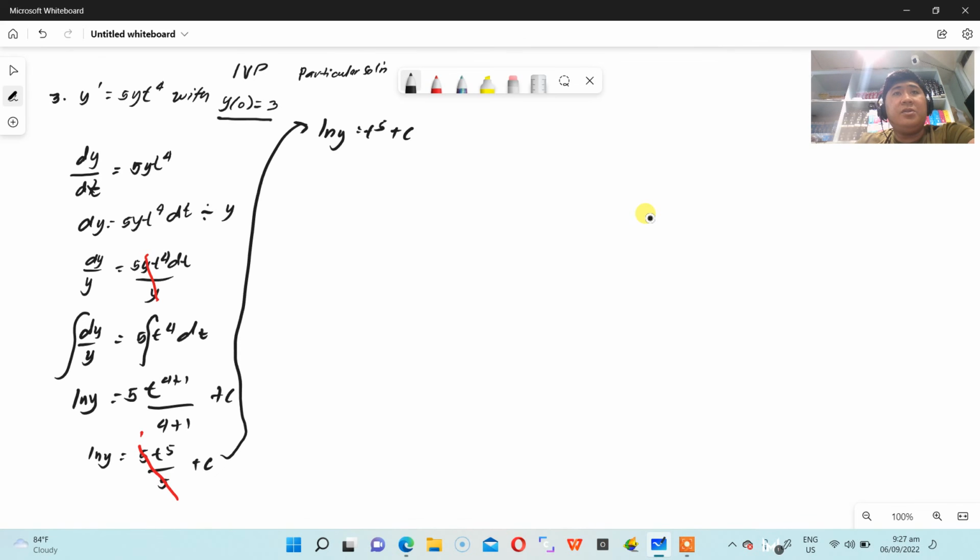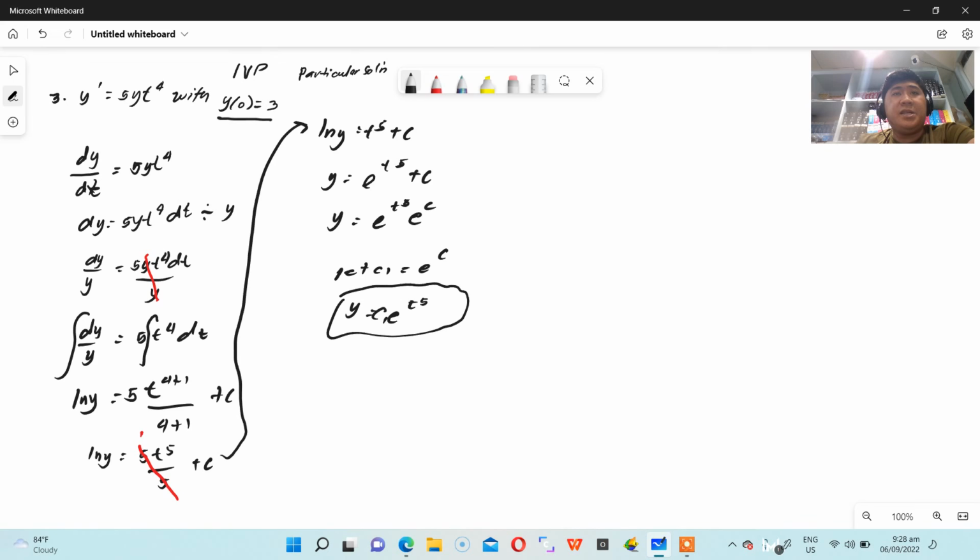So now we could have y equivalent to e raised to the power of t raised to the power 5 plus c. So y is equivalent to e raised to the power of t raised to the power 5 times e raised to the power of c. Let c sub 1 be equal to e raised to the power of c. Therefore, your y is equivalent to c sub 1 e raised to the power of t raised to the power 5. So we have c sub 1 here, but this is not yet our answer since we have our initial value result. So we need to get our particular solution.